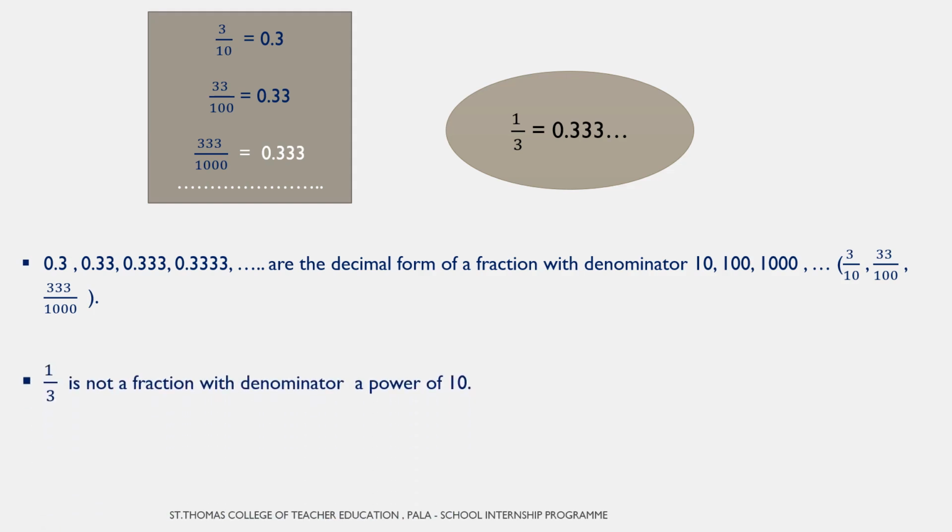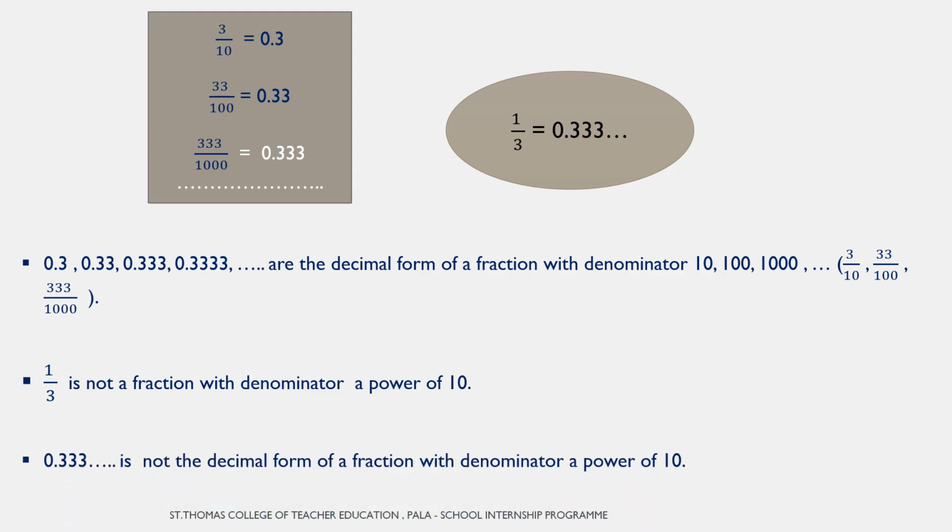What about 1 by 3? Yeah, 1 by 3 is not a fraction with denominator a power of 10, isn't it? What was the decimal form of 1 by 3? Yes, it was 0.333 etc. And this is not the decimal form of a fraction with a denominator a power of 10.